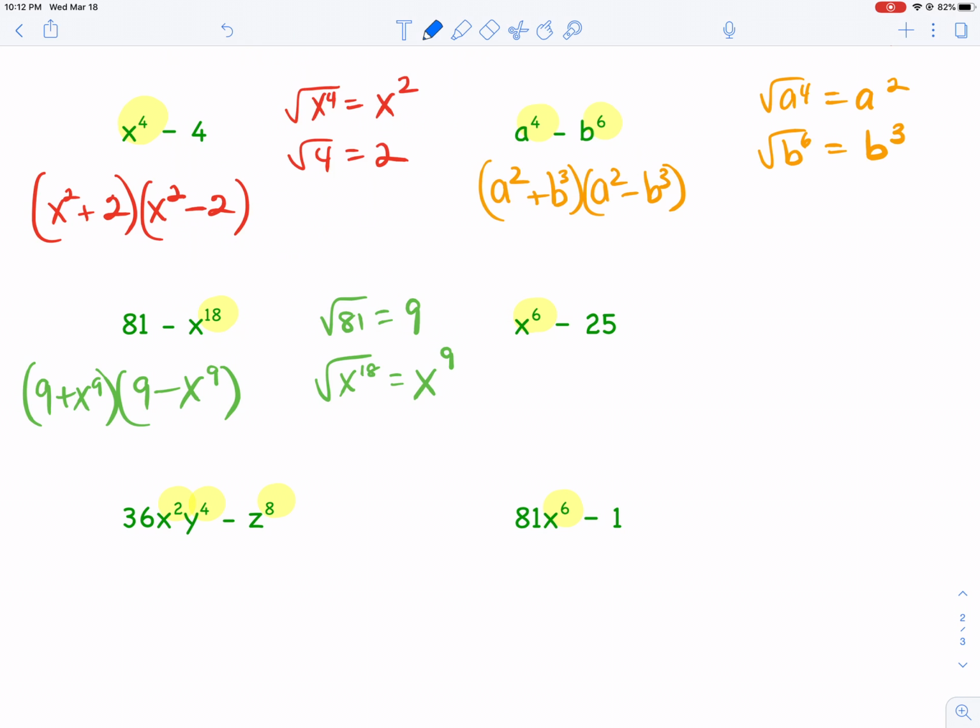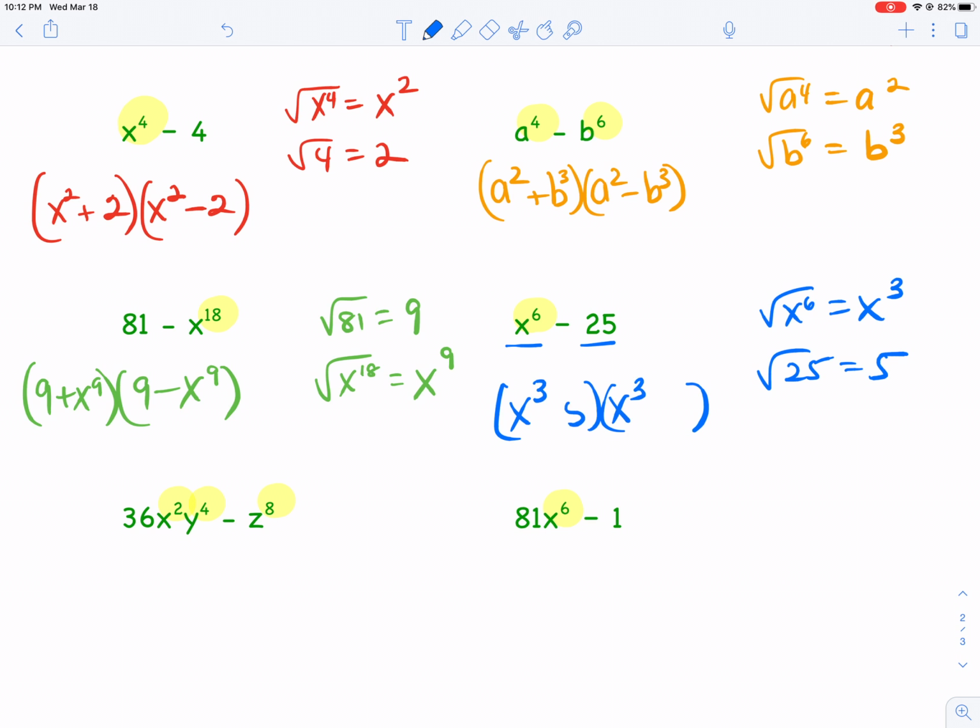Next example. I have x to the 6th and 25, so I'll get the square root of each of them. Set up my binomial factors. X cubed goes first in each. 5 goes second in each, plus and minus.